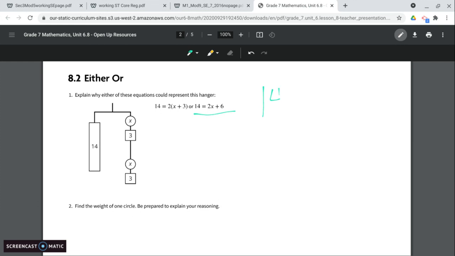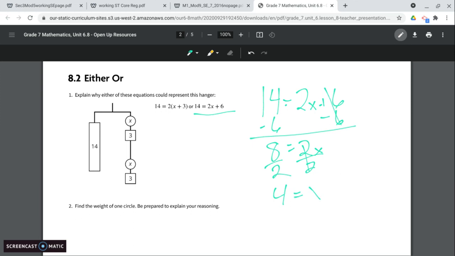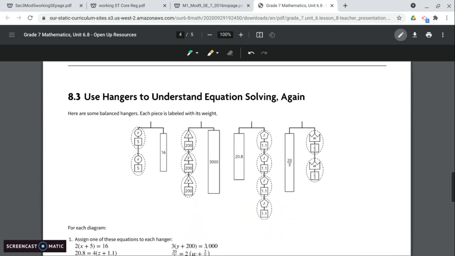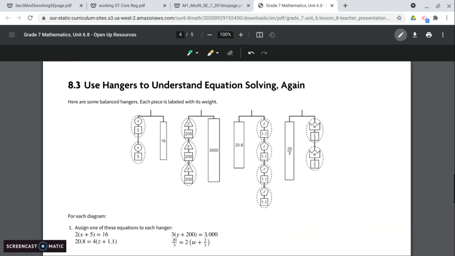So we'll have 14 equals 2x plus 6, subtract 6. We end up with 8 equals 2x, divide by 2. So 4 equals x. So each of those circles for x are 4 units. Now you would get the same exact answer if you use the other equation. So they hold true.